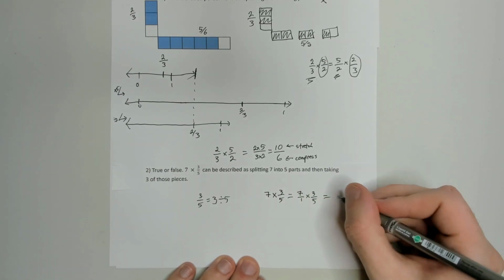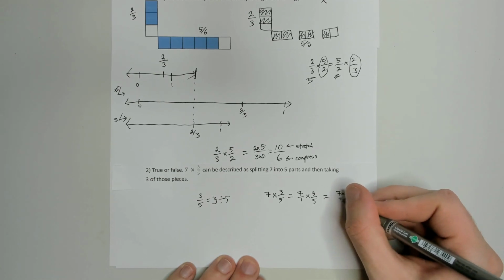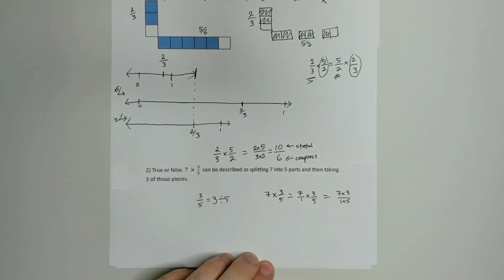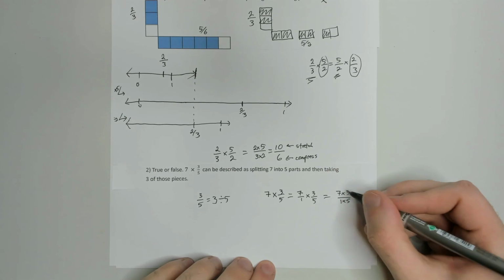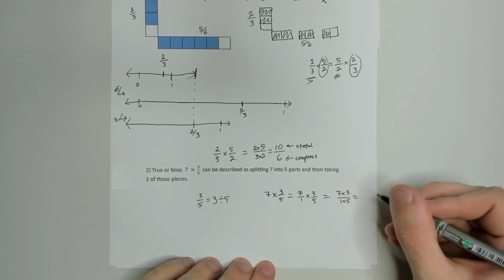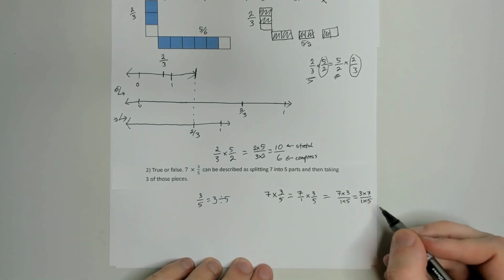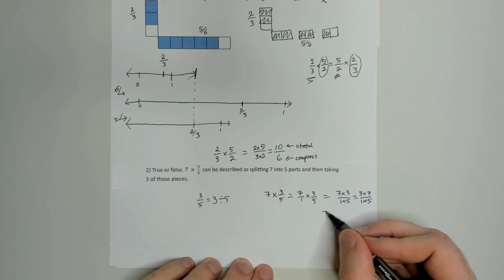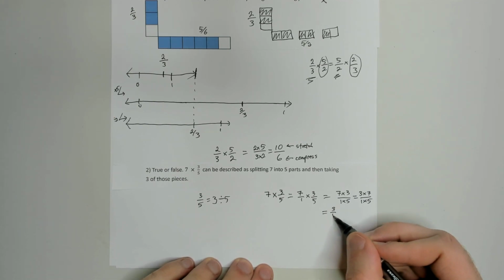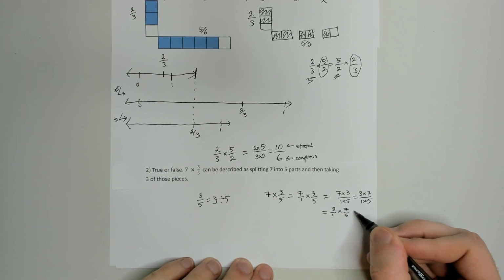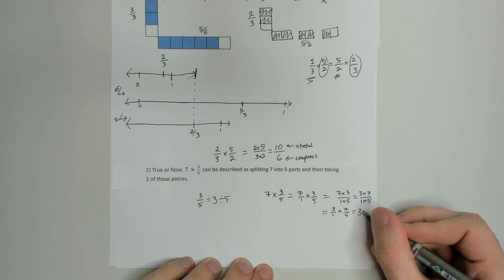And then, combining these, we get 7 times 3 in the numerator and 1 times 5 in the denominator. But what we can do is change the order of what we multiply, right? So this is really just 3 times 7 over 1 times 5. But then if I split this back up into 2 fractions again, this is going to be basically 3 over 1 times 7 over 5. But 3 over 1 is just 3, so we get 3 times 7/5.